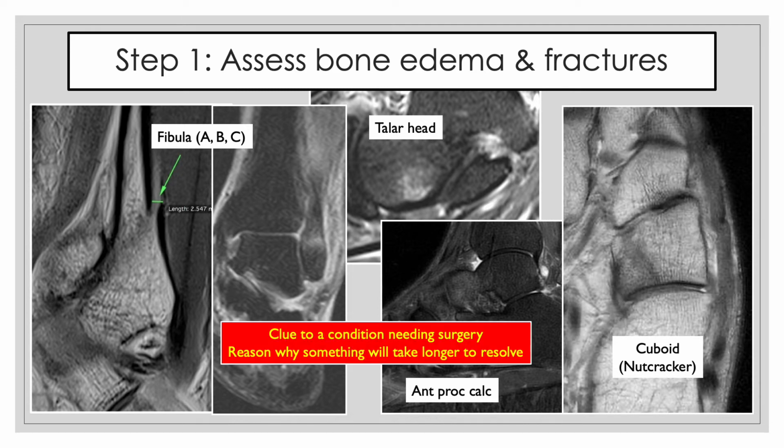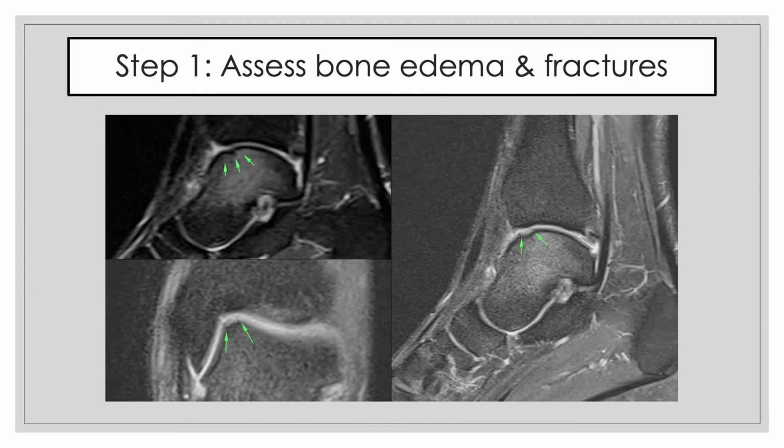So bone edema is a clue to a condition that requires surgery, or it could be a reason why something will take longer to resolve. We also look at the talar osteochondral lesion or involvement of the talar head, because this can indicate progression to osteoarthritis if it has begun, if it is due to happen.